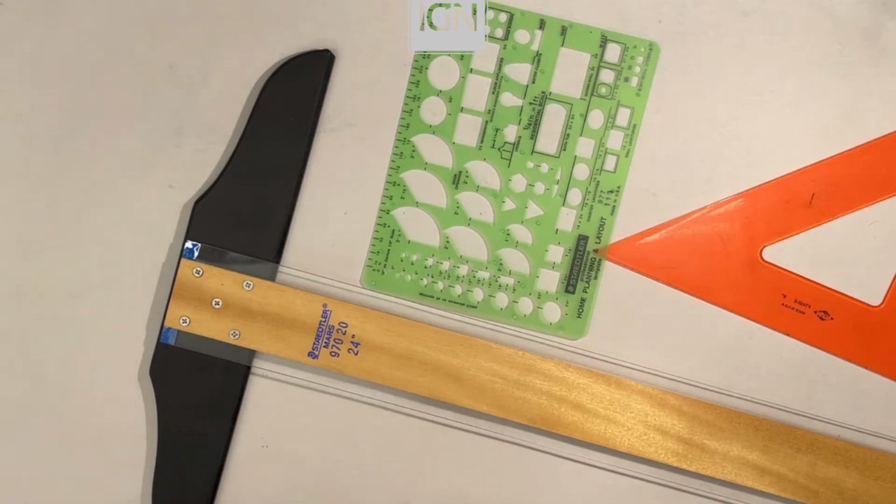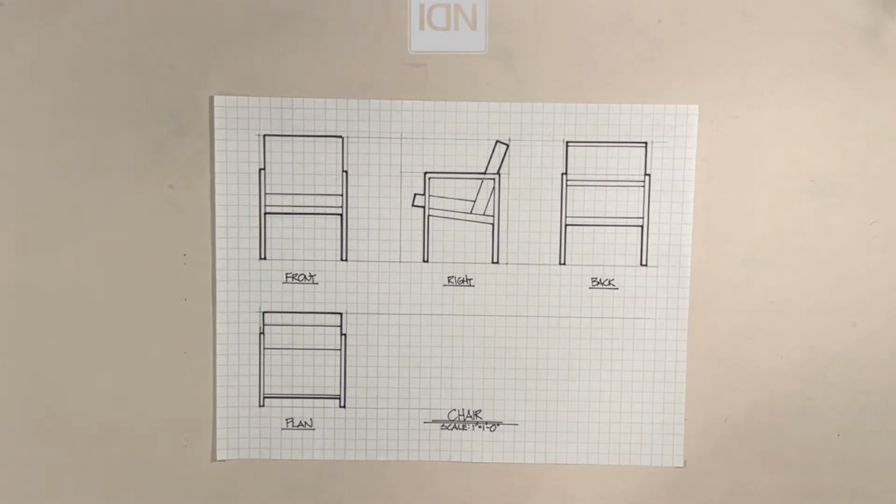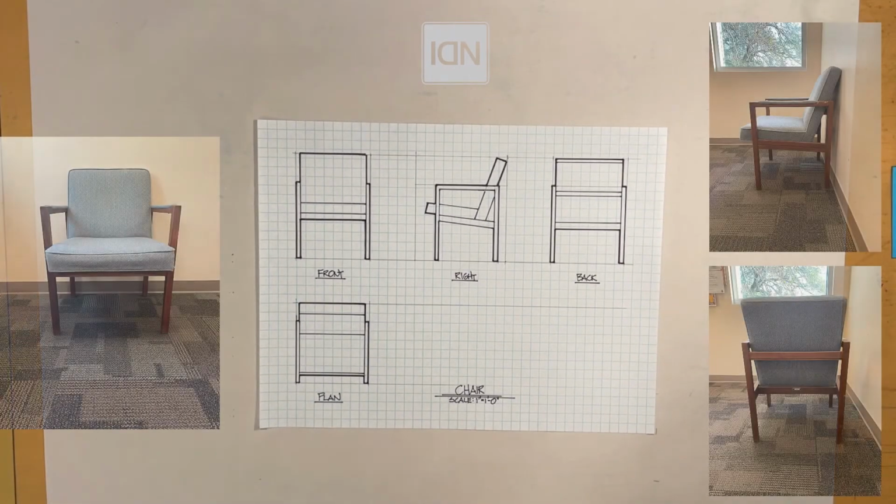Probably not a good thing to try to do an orthogonal drawing of. So the end goal here will be something like this. This is my orthogonal drawing of this chair. And this particular object needs 4 views to fully describe it.